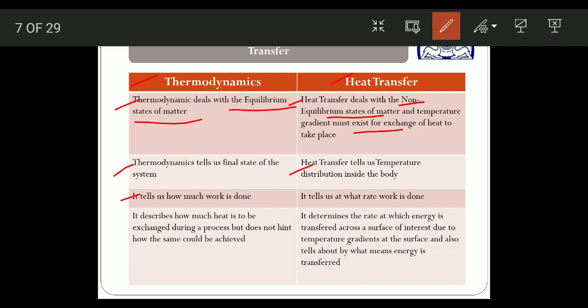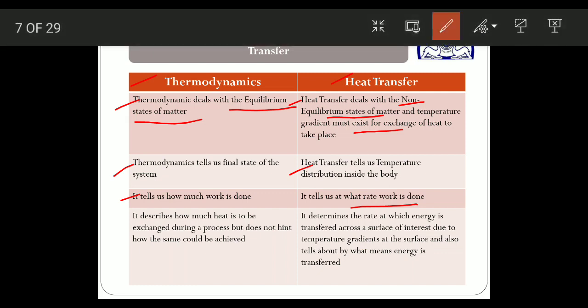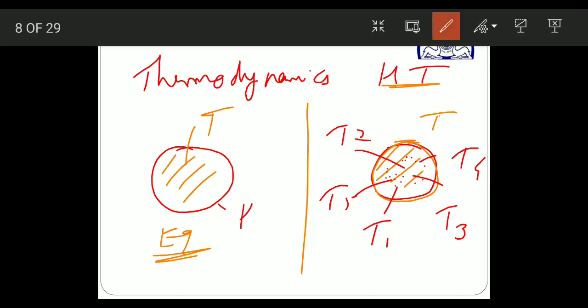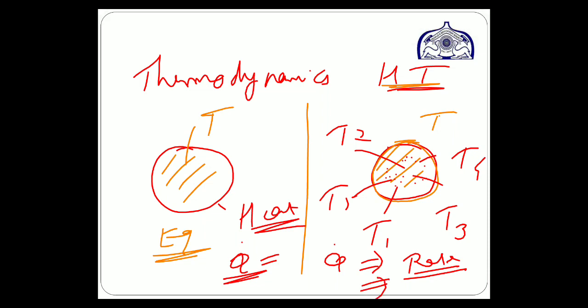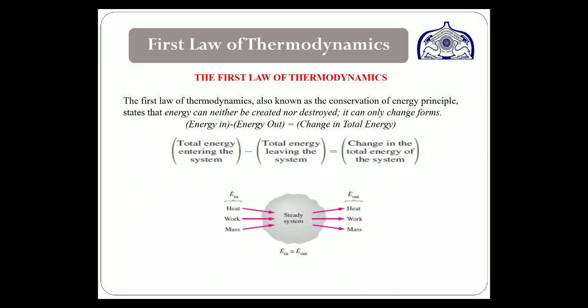Next, thermodynamics tells us how much work is done and at what rate that work is done. Next difference is, it describes how much heat is to be exchanged during a process, but does not hint how the same could be achieved. That means, in thermodynamics, whatever heat is transferred is denoted by Q dot or Q. This is the amount of heat transferred. But by what mode, by what means the heat is transferred, that is not given by thermodynamics. But in heat transfer, that is given. That means, what is the rate of heat transfer, and also by which mode that heat is transferred from one location to another location, that is also given in heat transfer. So these are the four differences between thermodynamics and heat transfer. I hope you have understood this.